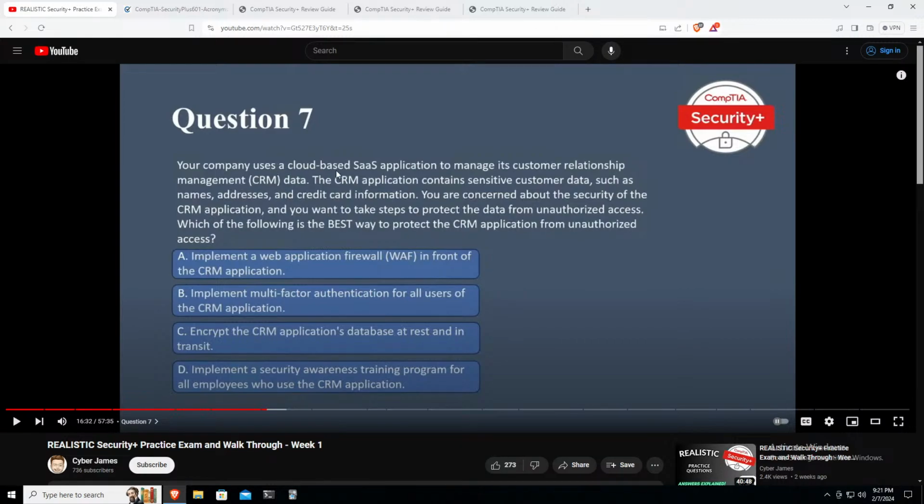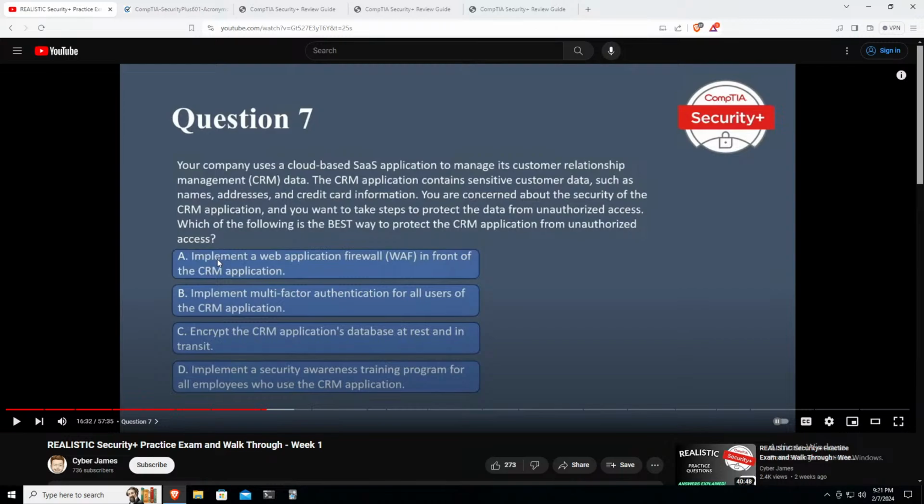Okay, so your company uses a cloud-based SaaS application to manage its CRM. The CRM contains sensitive customer information, so PII, personally identifiable information, such as names. Okay, yep. You are concerned about the security of the CRM application. You want to take steps to protect the data from unauthorized access. Which of the following is the best way to protect the CRM application from unauthorized access?